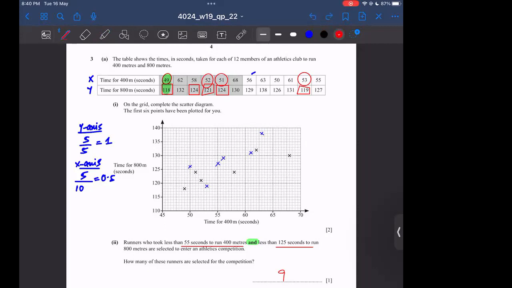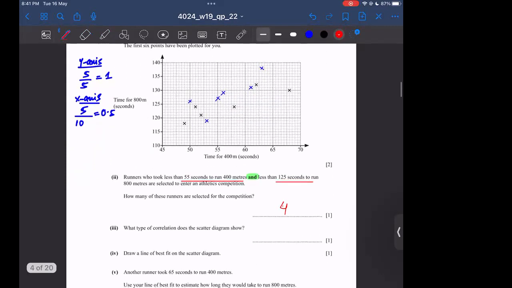And then what next? We have this runner over here who took less than 55 and less than 125 seconds. We have this runner over here who took less than 55 and less than 125 seconds. And we have this runner over here. So there are 4 runners in total who took less than 55 seconds and less than 125 seconds in the 800-meter race. Right? We need to fulfill both of these conditions.